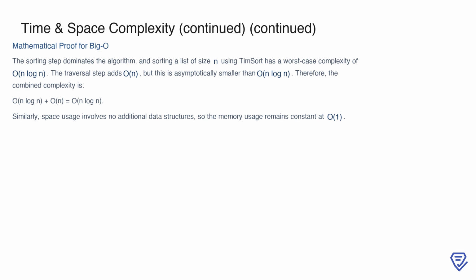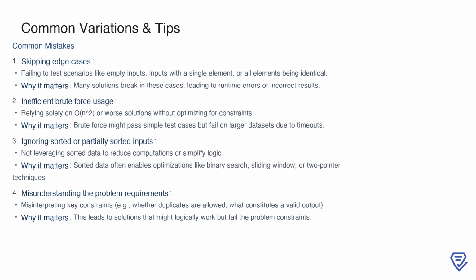This uniform behavior across cases demonstrates the efficiency and scalability of the algorithm. When tackling this problem, there are several common mistakes that can trip you up. First, skipping edge cases is a frequent issue. For example, you might forget to test inputs that are empty, have only one element, or consist of identical elements. These scenarios might seem trivial, but they often break solutions, leading to runtime errors or incorrect results.